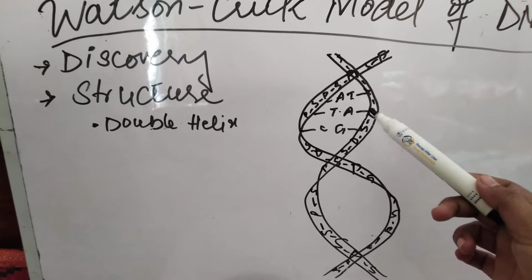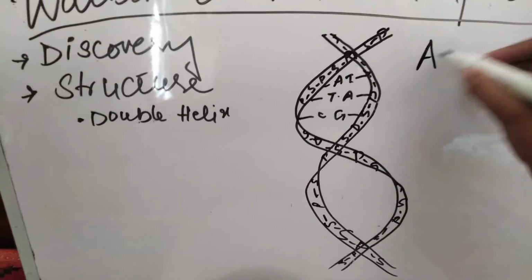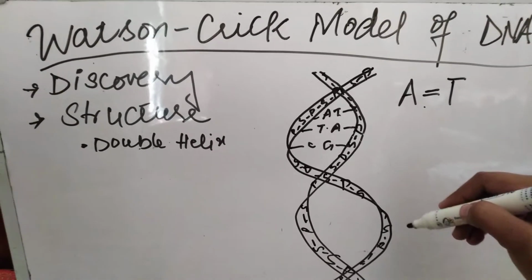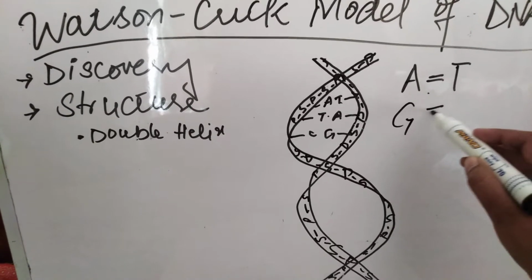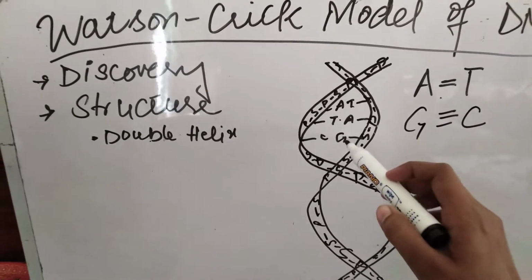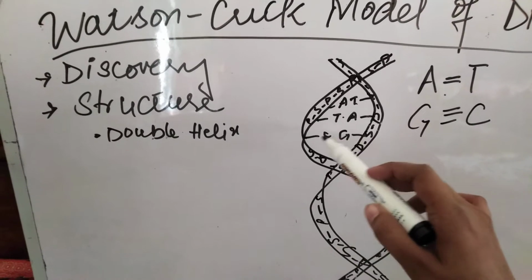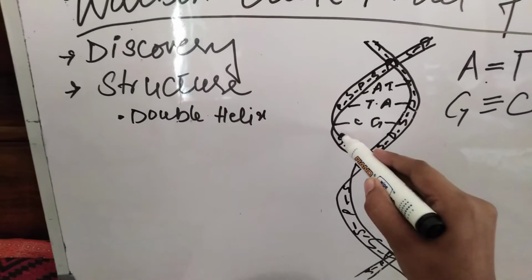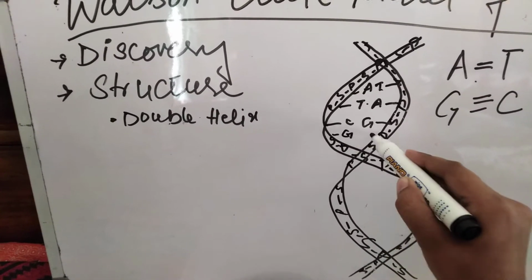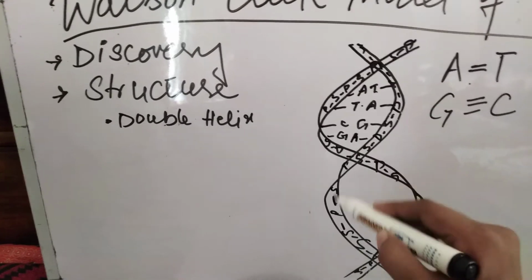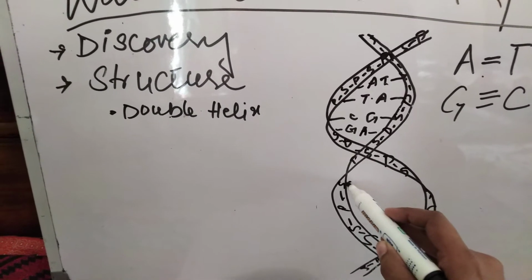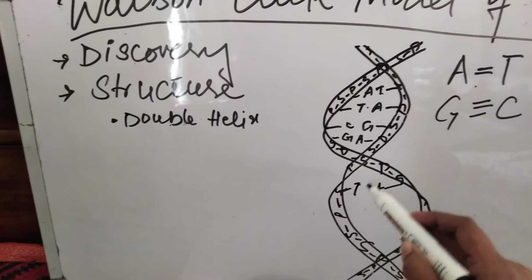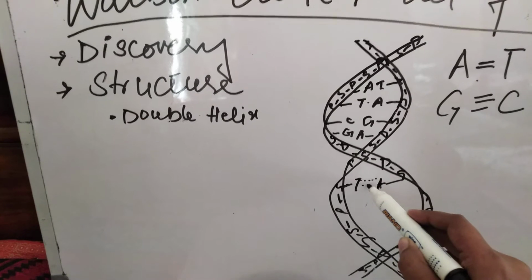The pairing is very specific. A always forms a pair with thymine, and there are always two hydrogen bonds, and guanine always forms a pair with cytosine. It doesn't matter whether guanine is present on the right or left side, and it doesn't matter whether adenine is present on the left or right. If thymine is present on the left, then adenine will be present on the right.